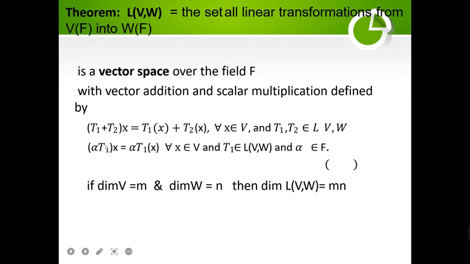You can also express that in this manner: (aT1)(x) = a T1(x), for all x an element of V, T1 an element of L(V, W), and a an element of F. If the dimension of V is equal to m and the dimension of W is equal to n, then the dimension of L(V, W) is equal to mn.